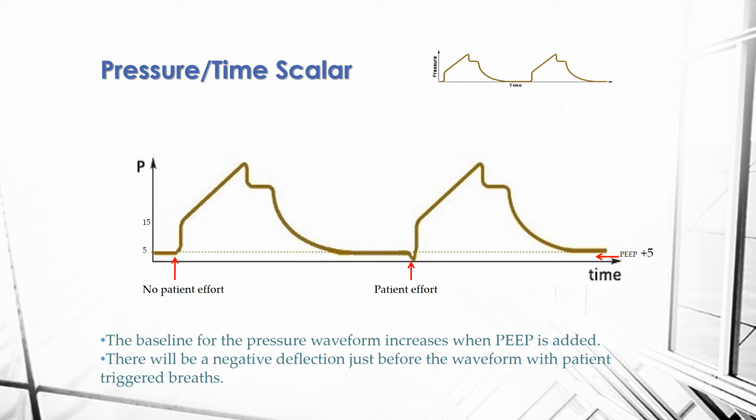So this is where you just see patient effort versus non-patient effort, and that's just where you have a negative deflection there in front of that second waveform, and that just means there's patient effort. But I know a lot of ventilators now, they'll color code that depression or the patient initiation for you, so you know if your patient's breathing spontaneously or not.